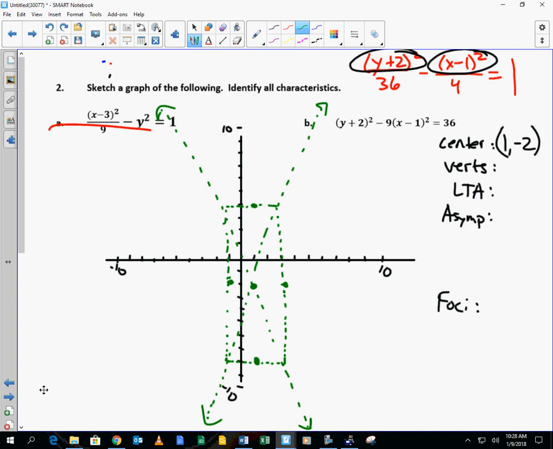Okay, is this hyperbola going to sit on the sides or the top and bottom? Why is it going to sit on the top and bottom? Because y is positive, so it's going to sit on the top and bottom. So my vertex is going to be here, and it's going to fall off towards the asymptotes. Vertex down here, fall off towards the asymptotes. And there's the structure of my hyperbola.